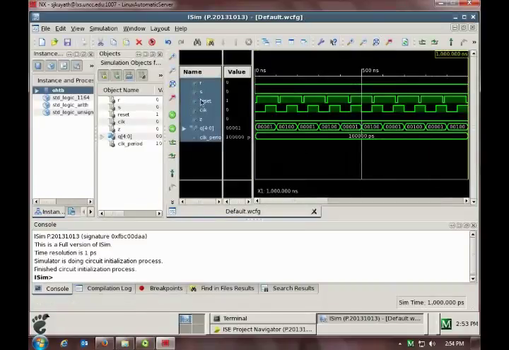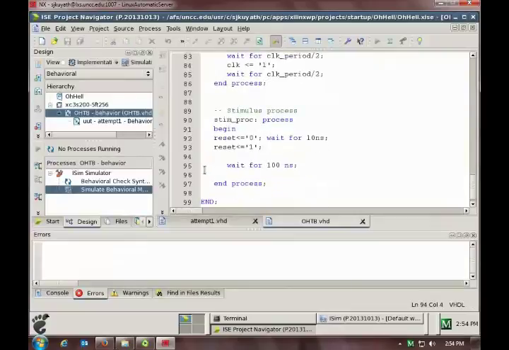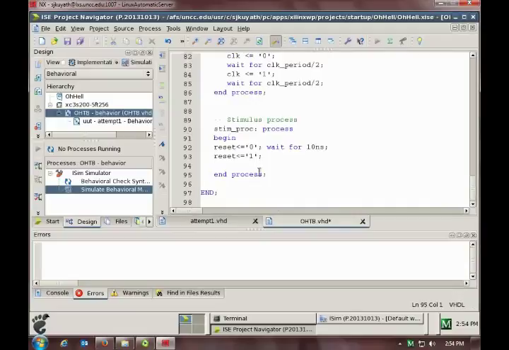Okay, so I see the reason that it's doing this is at the end of my file here, I'm saying wait for 100 nanoseconds. If I don't have that in there, I don't think it would do that. So let's see what happens now.